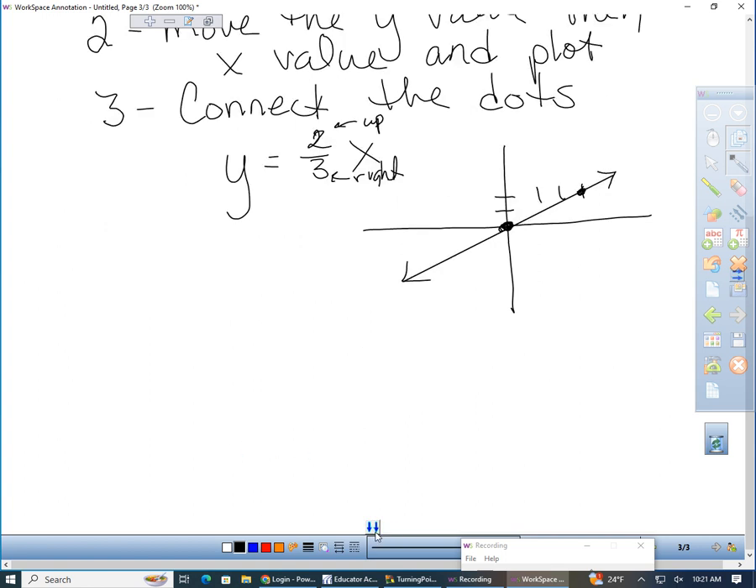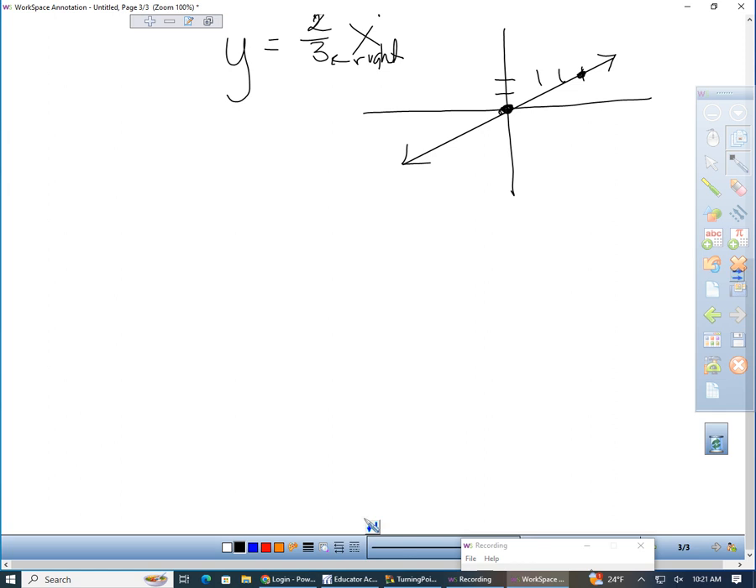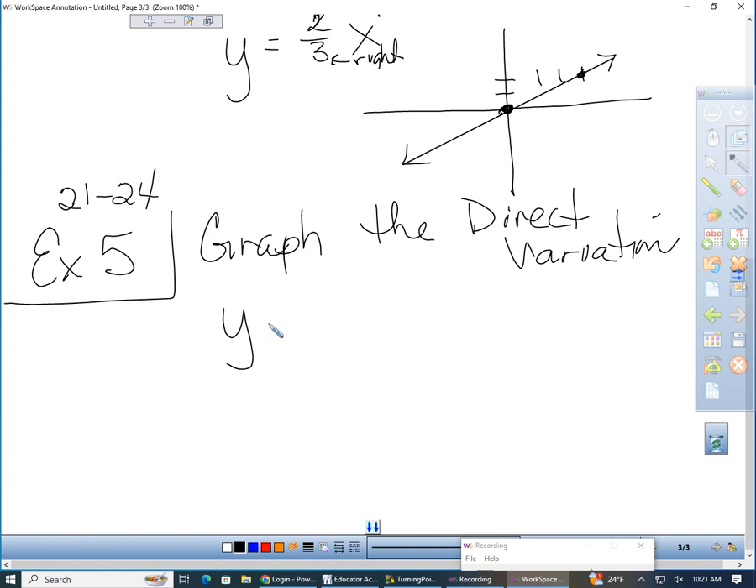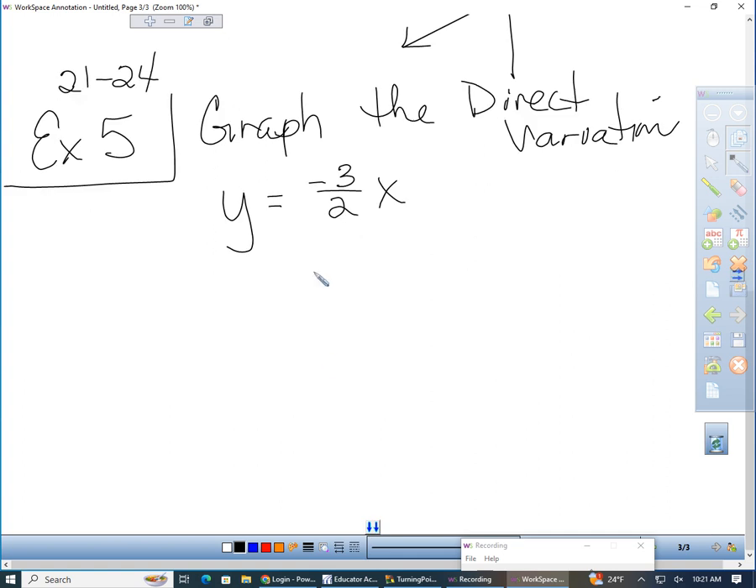All right. We're on example number 5. And these are the last problems you have to do, 21 through 24. Graph the direct variation. All right. Let's start with y equals -3 over 2x. So we're going to draw our graph.